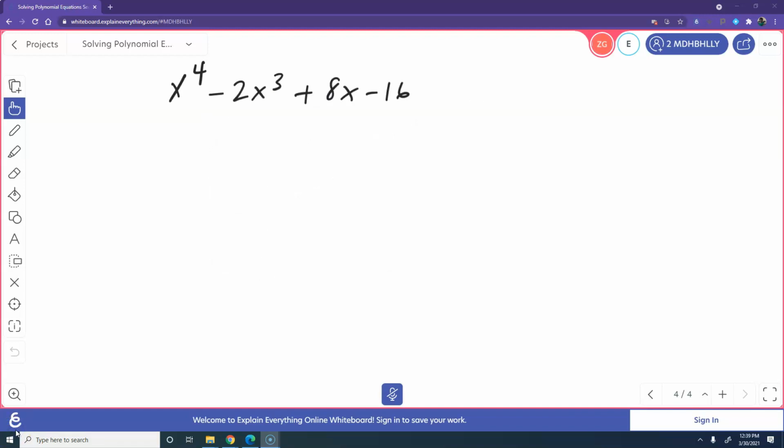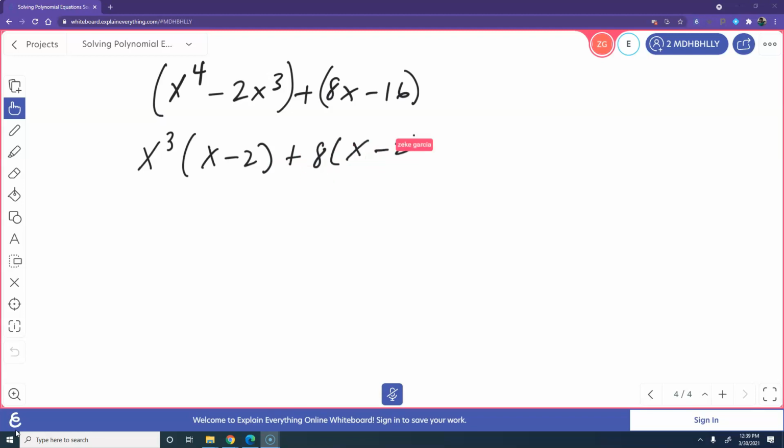So in this example, we're going to factor by grouping. We're going to group the first two terms and the last two terms. And so we're going to factor x to the third power, so you're left with x minus 2. And you can factor a 2. So you have x minus, I'll take that back, you can factor an 8, so you're left with x minus 2. So you have x cubed plus 8, and you have x minus 2.